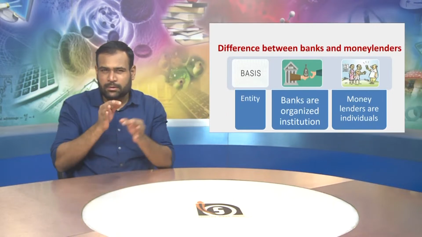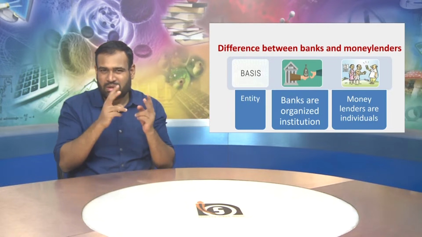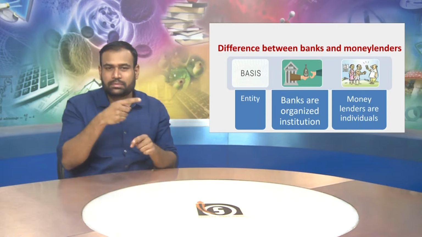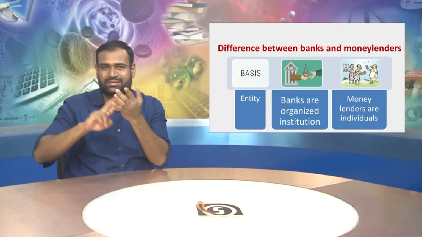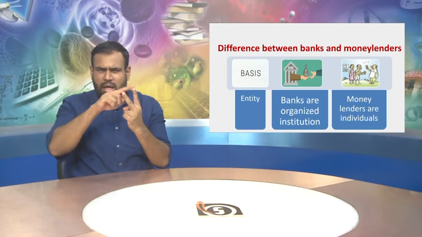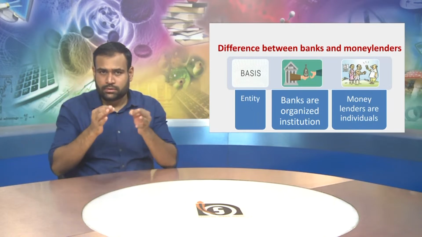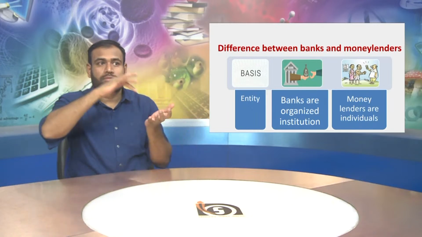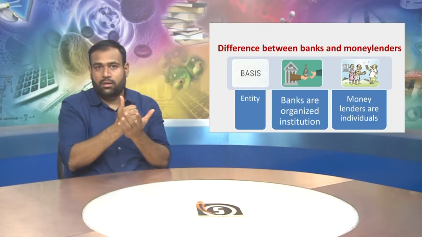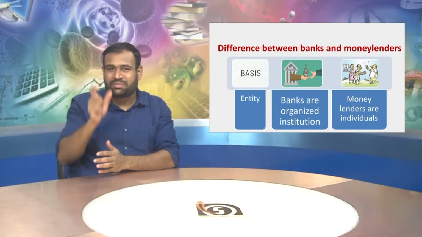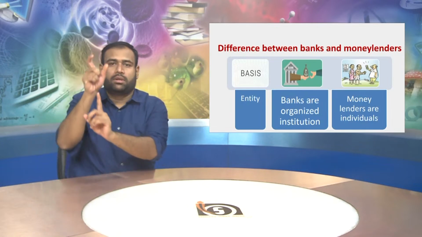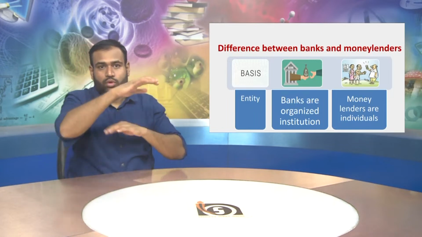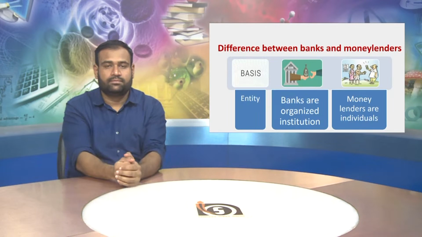Let us begin our topic. We were discussing about the banking and bank related words. On screen you can see the words banks and money lenders, and here we will understand the difference between banks and money lenders. The basic difference between both is shown in the forms of entity. If we talk about banks, banks are organized institutions, and the money lenders, they are the individuals.